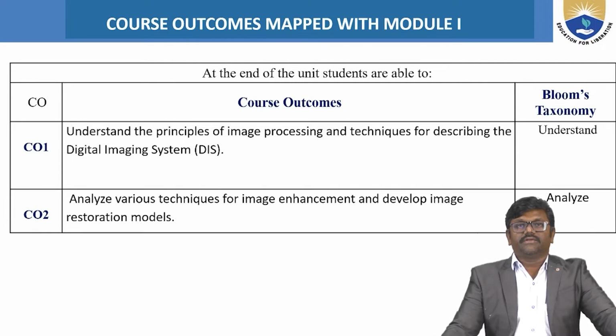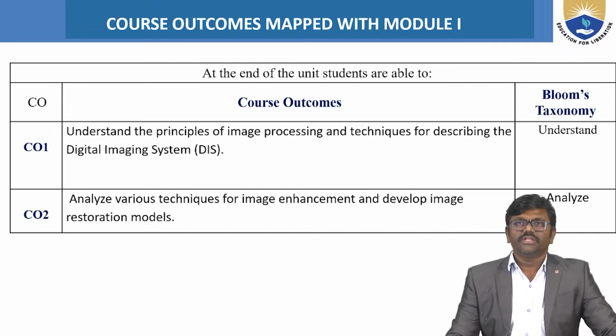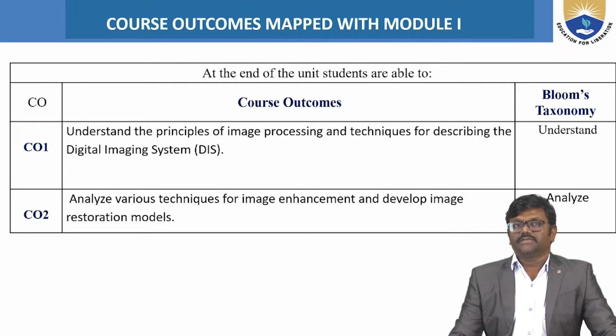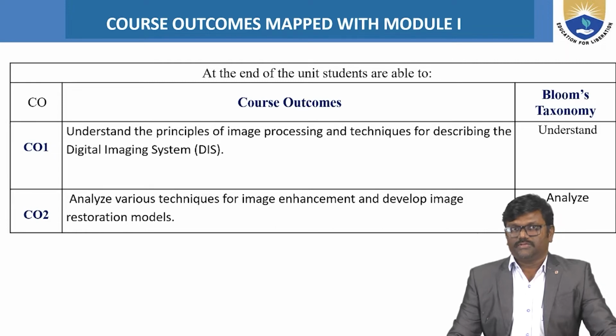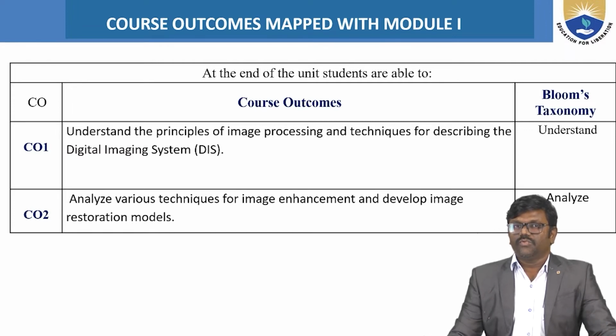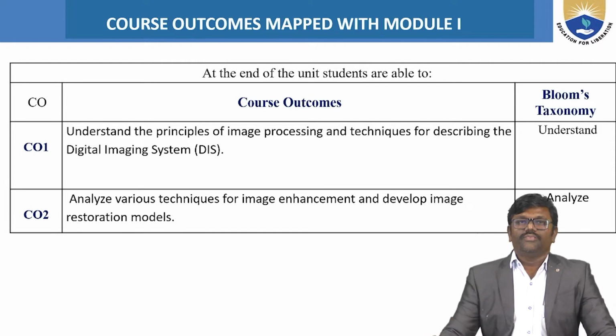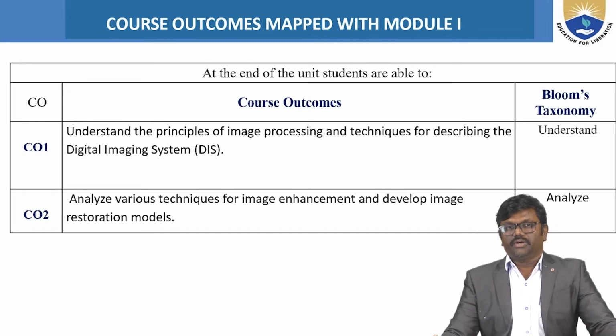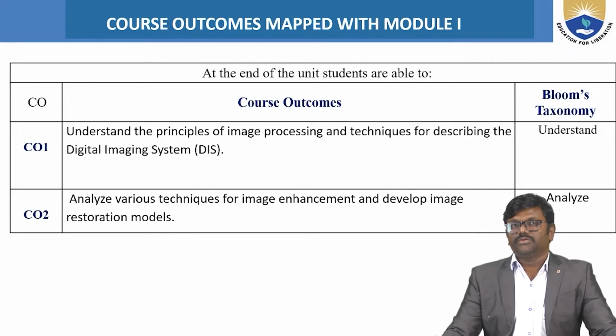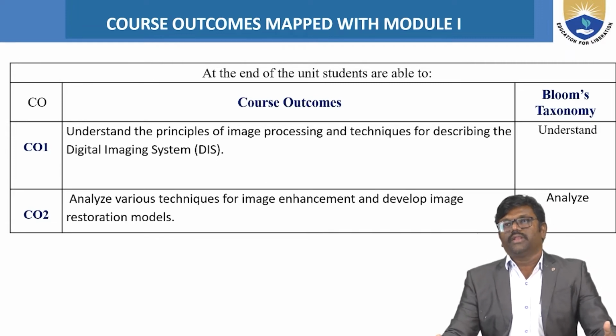Next, coming to the module 1 topic we discussed with the previous slides, which helped towards achieving the course outcomes mapped with module 1. Module 1 started from CO1 and CO2, both internally linked together. That means the module 1 syllabus completely covers our BOS standard syllabus. We can achieve not only CO1 but also CO2. CO1 is prepared at the Bloom's taxonomy level of understand, and in CO2 the Bloom's taxonomy level increases towards analyze.